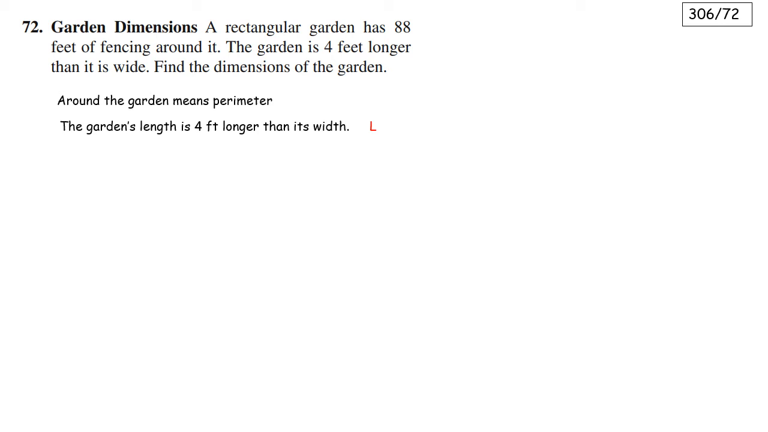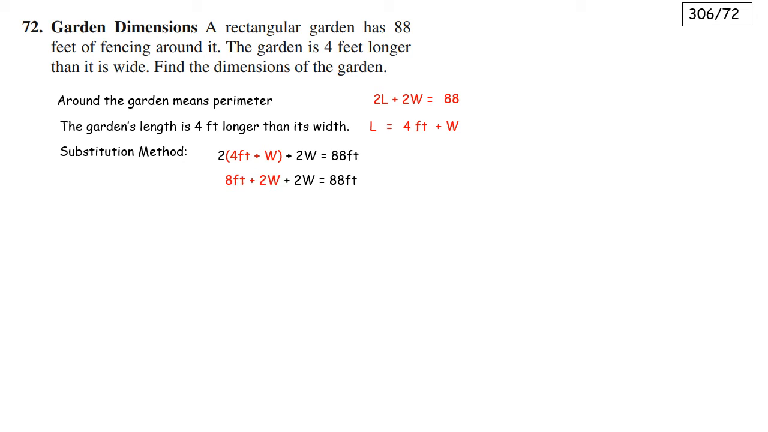If we let L equal the length of the garden, that is, it's equal to 4 feet longer than the width. For the garden's perimeter, we have 88, and we know that the perimeter is twice the length plus twice the width. Now we have two equations and two unknowns. The substitution method allows us to place 4 feet plus W into the first equation, which will make 2 times quantity 4 feet plus W plus 2W equals 88 feet.